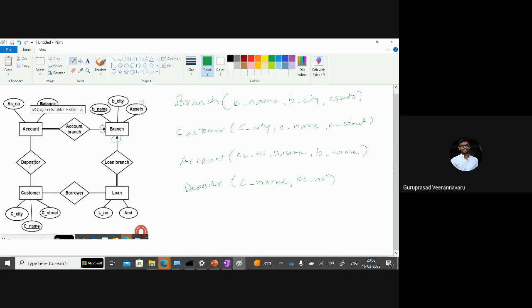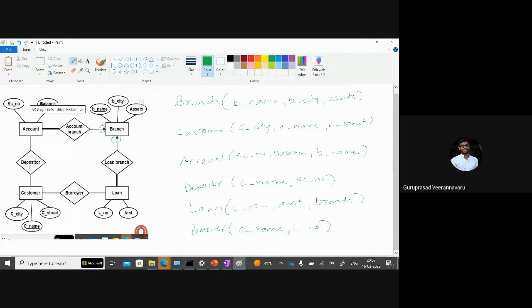There is also a relationship between customer and loan. Loan we have not done. Loan is actually dependent on branch, so we'll write one for loan. Loan has a loan number, has amount, and then in which branch was that loan taken. But there is also a mapping between customer and loan. So borrower. In borrower, we have a customer name, and then we have the loan number.